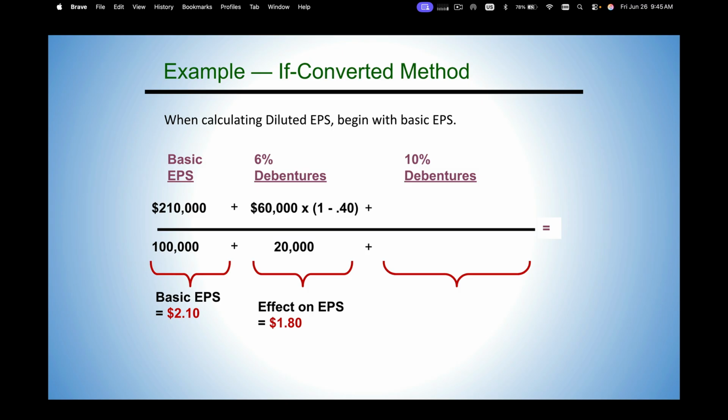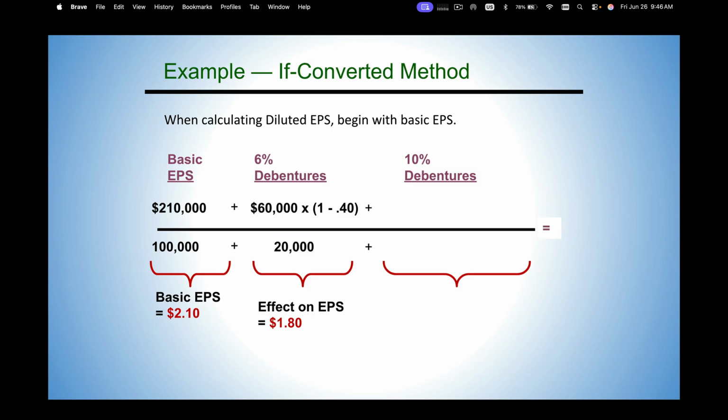And it's smaller than $2.10. So it is dilutive. And remember, dilutive is where you're watering down or making the earnings per share smaller. If it makes it higher, you disregard it because it's anti-dilutive. We only want the ones that reduce earnings per share. We do not want to include the ones that increase earnings per share.